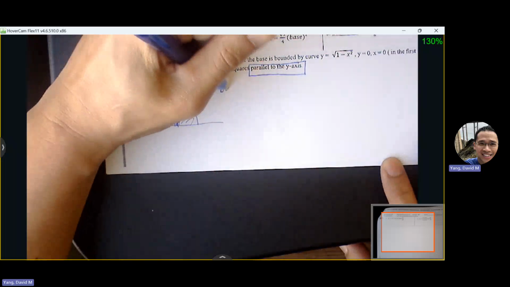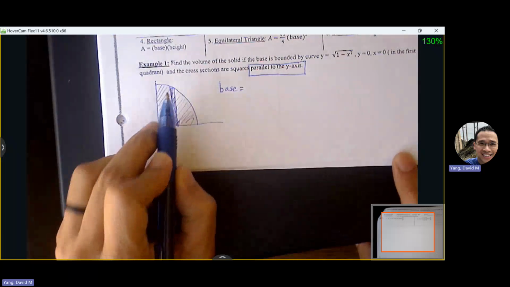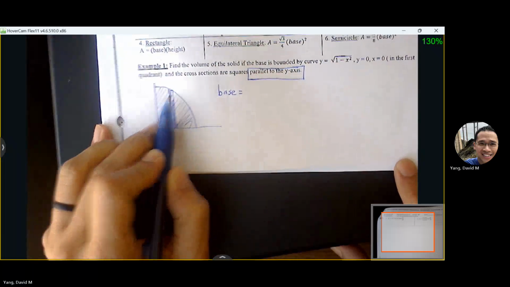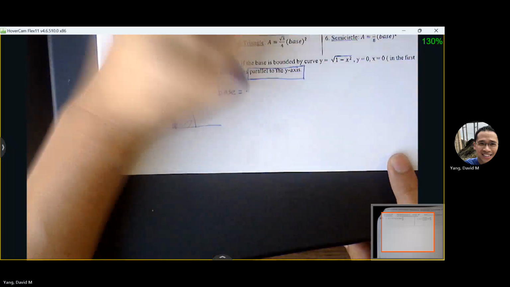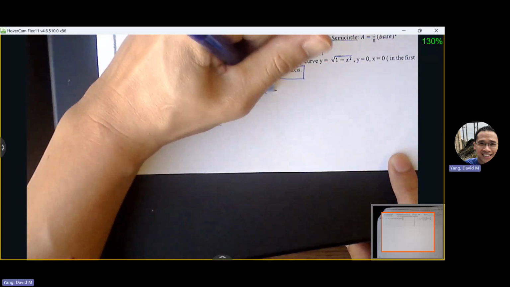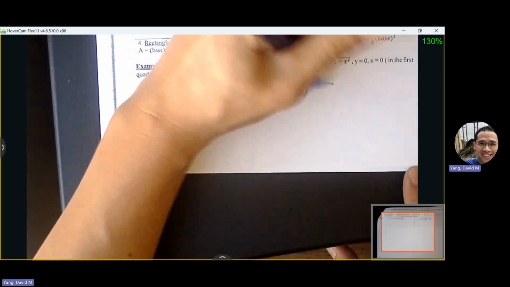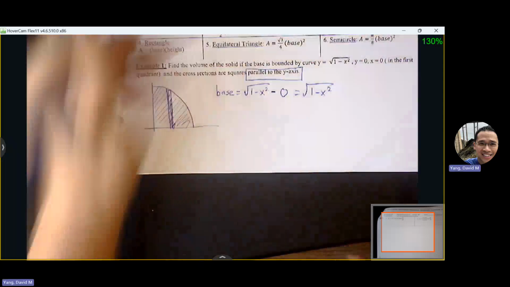So our base length is top minus bottom. What's the top of my base length sitting on? Yeah, square root of 1 minus x squared minus, what's the bottom sitting on? 0. Okay, so that's just going to be root 1 minus x squared.